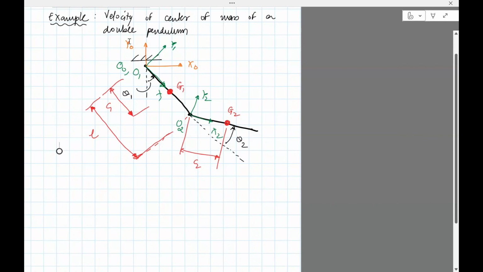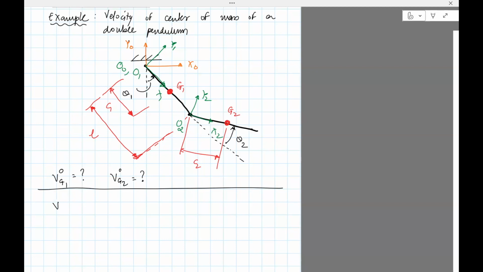G1 and G2, the center of mass of the two pendulums. Our goal here is to compute the velocity of G1 in frame 0 and the velocity of G2 in frame 0. And the way we'll achieve this goal is by computing using the Jacobian.